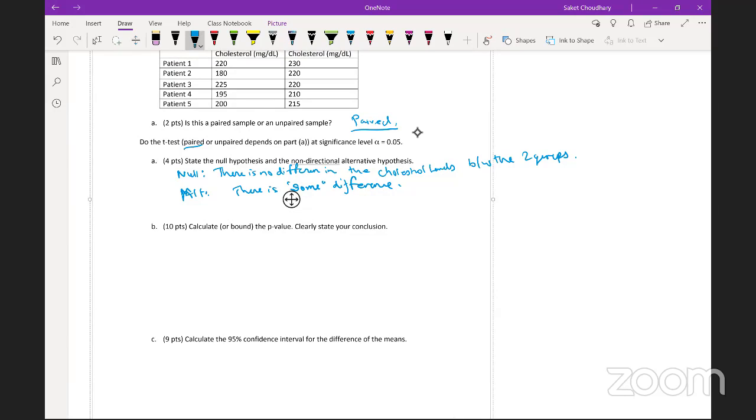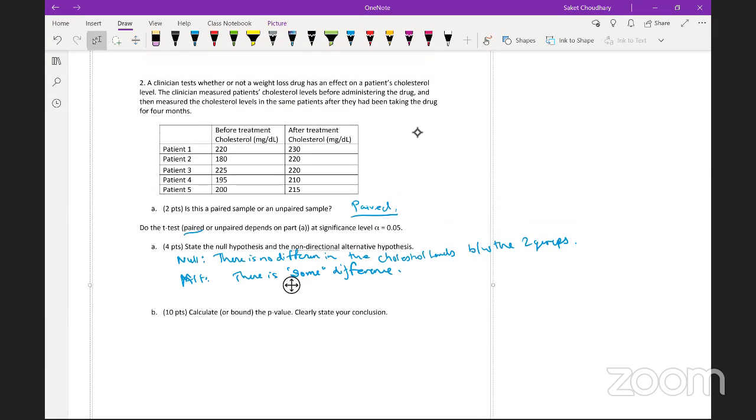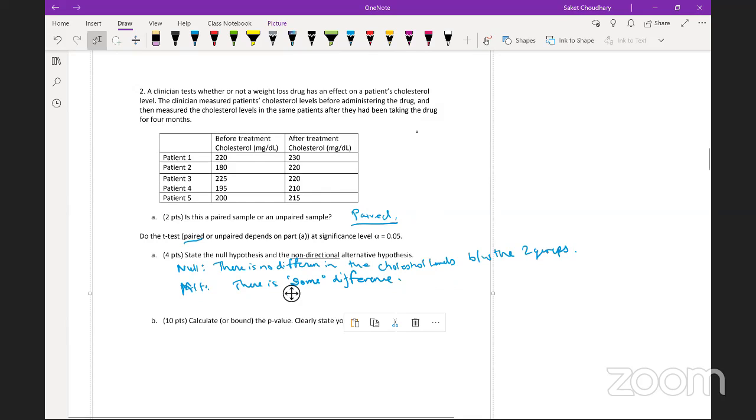The first thing, actually, some of you ended up figuring out that this is paired, but some of you made a mistake at calculating the actual p-value. Most of this arises because you used the wrong version of the standard error formula. Notice that this is a paired setting, and the moment you see a paired setting, you work in the domain of differences. I'm going to call it before minus after. It doesn't really matter whether it's after minus before or before minus after. You can pick any direction, but you have to stick to it.